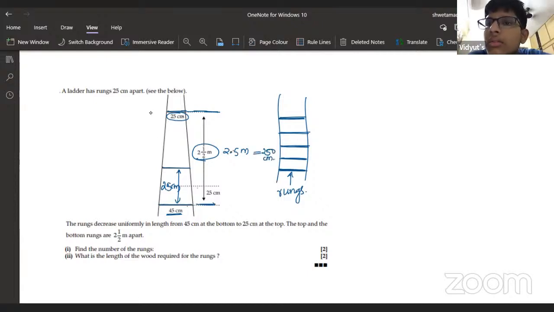So we have to find the number of rungs first. How many rungs are there? We don't have the d value. The first one's length is 45 and the last one's length is 25. The distance between two rungs is 25 centimeter. The total distance between the first and the last is 250 centimeter. So how many rungs are there? Number of rungs? 10.